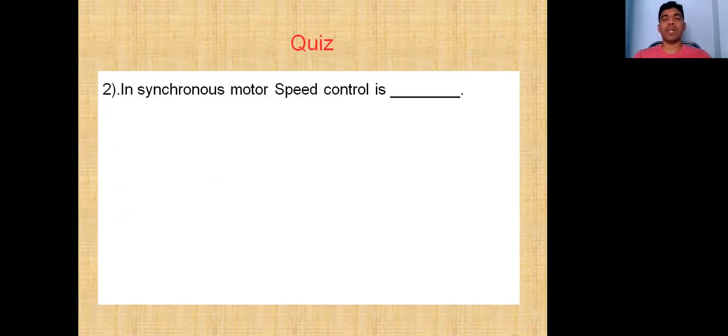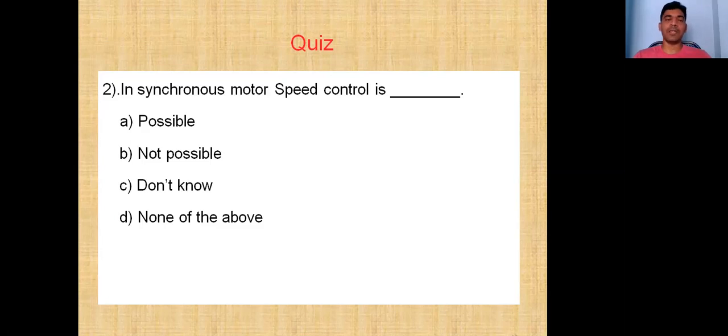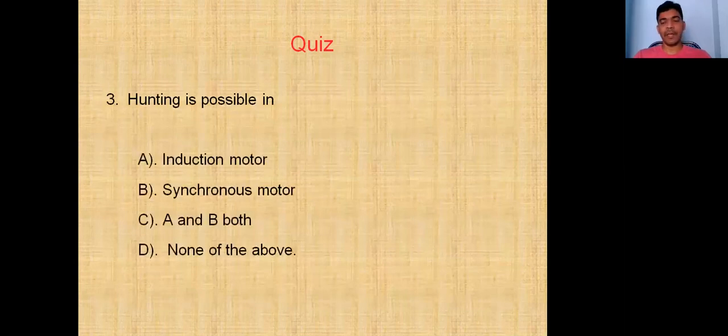In a synchronous motor, speed control is: option A, possible; option B, not possible; option C, don't know; option D, none of these. The synchronous motor is a constant speed motor, its speed control is not possible. Hunting is possible in option A, induction motor; option B, synchronous motor; option C, both A and B; option D, none of these. Hunting is possible in synchronous motors only.